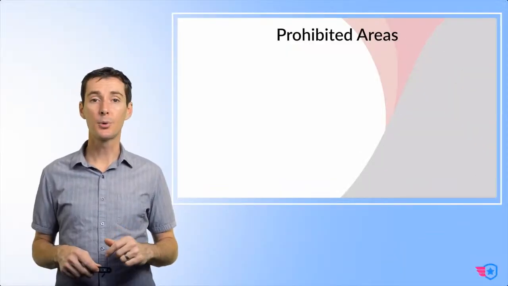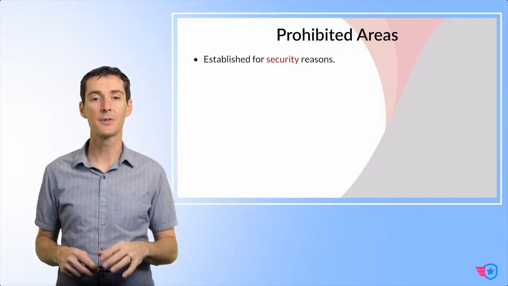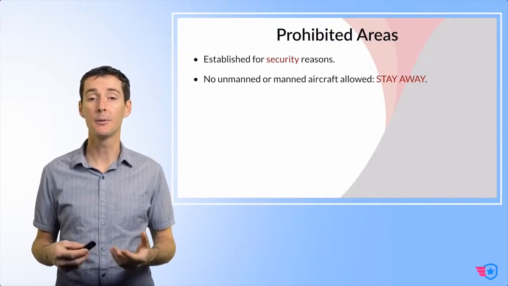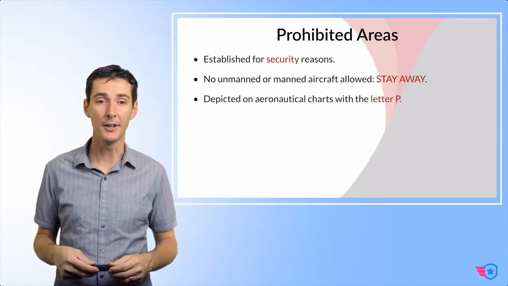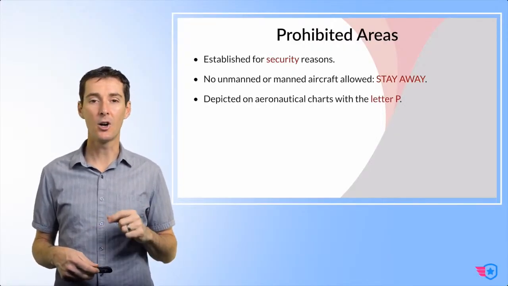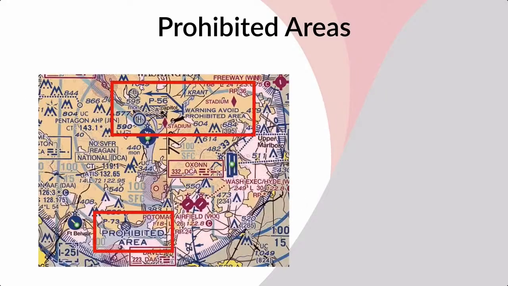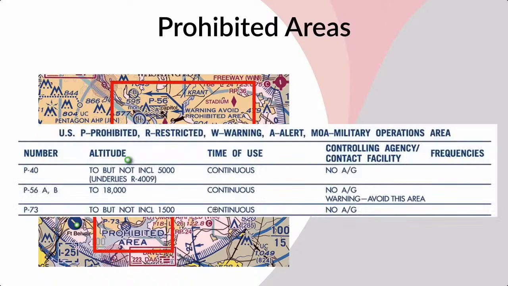The first one is the prohibited area. This is established for security reasons, and you are not allowed to fly in there. Obviously, it's prohibited. Prohibited means just don't go in there. These are depicted on the chart with the letter P, P for prohibited, and there's no flying in there. Here's an example of one of them around the DC area. There's two of them. There's a prohibited area at the bottom here, and there's another one. You see P56, and at the bottom is P73.